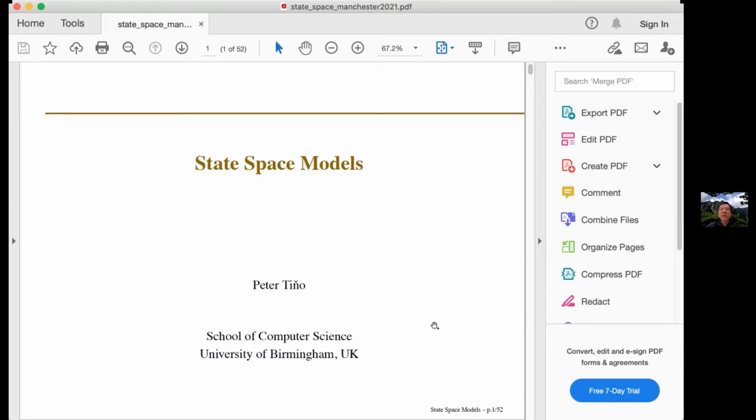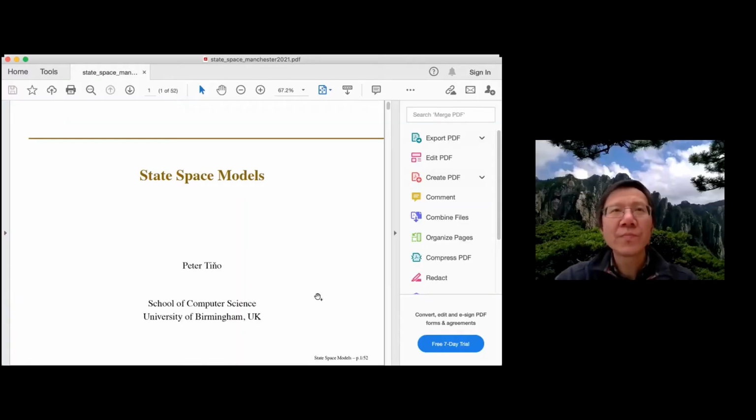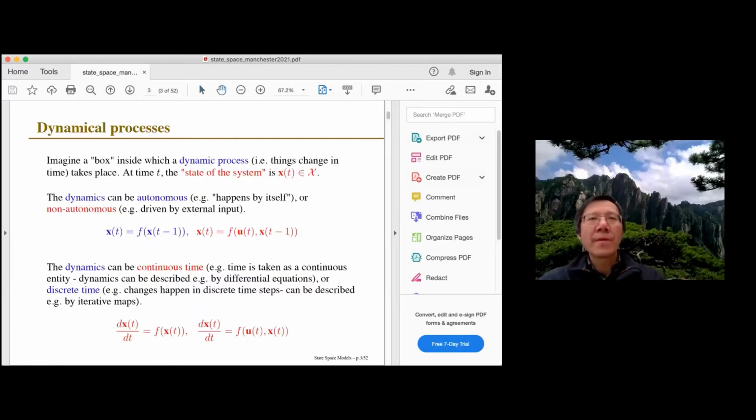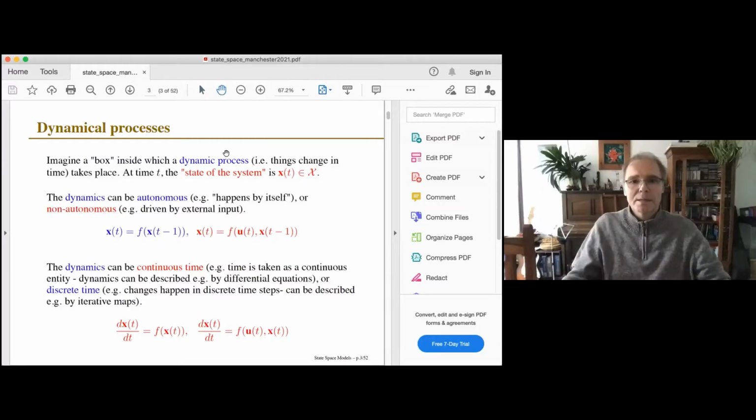Peter, I can only see the first slides. All right, so you don't see the slide dynamical processes? No. Okay, let me deal with it. All right. Okay. Yeah, now, yeah. Right, I can write. And now?